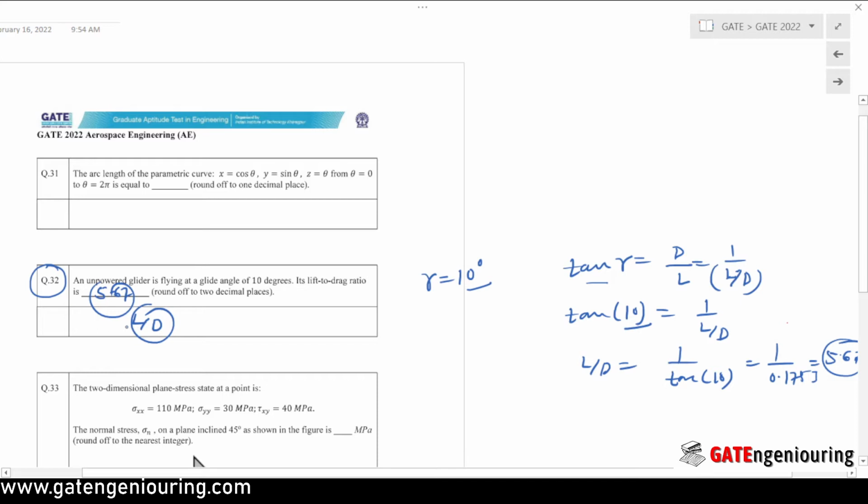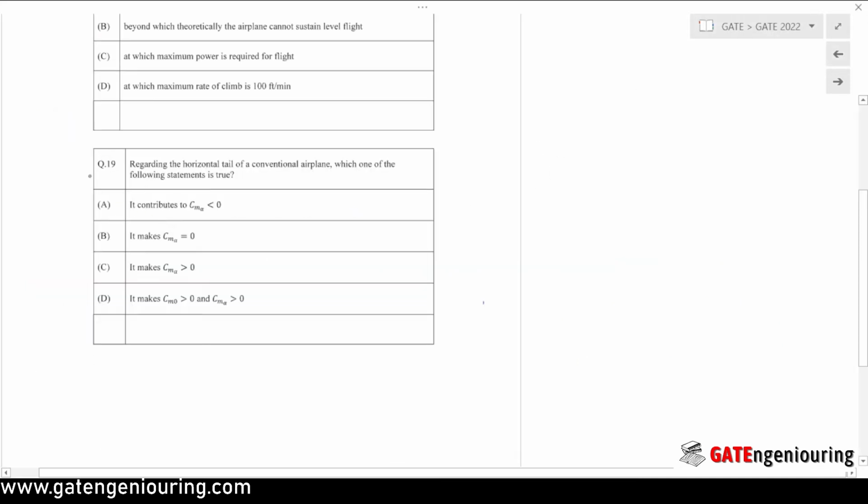Okay, so this is one question. Apart from that, this is one more, question number 19 basically. Regarding the horizontal tail of a conventional airplane, which one of the following statements is true? The first option is that it contributes to Cm alpha less than 0. So that is true, which means the first option is true, and that is our answer. The second option is Cm alpha equal to 0, which is basically the answer for neutral stability.